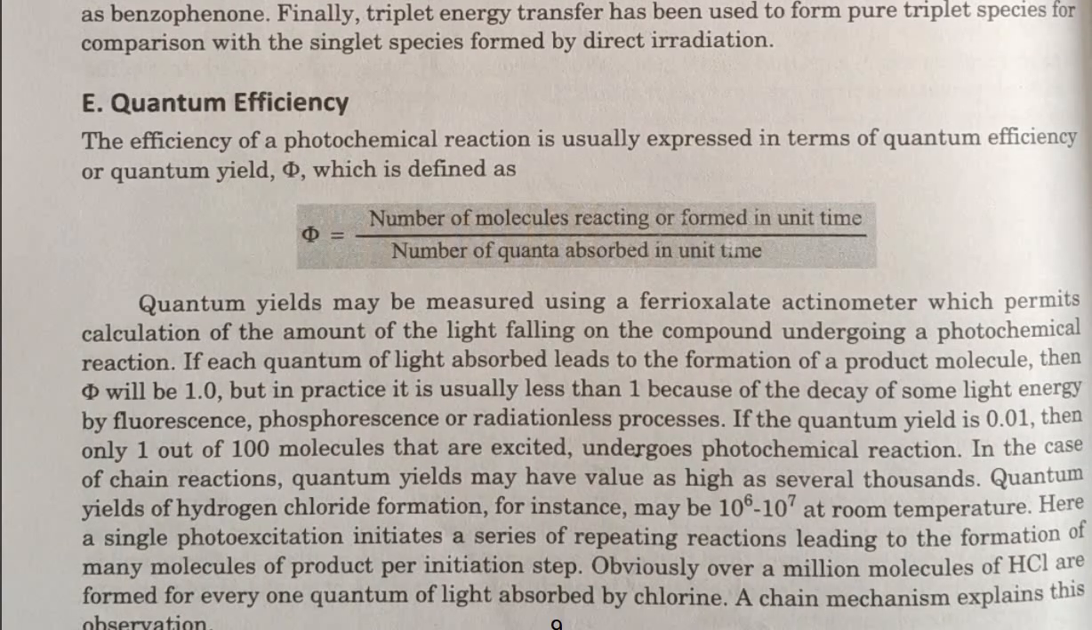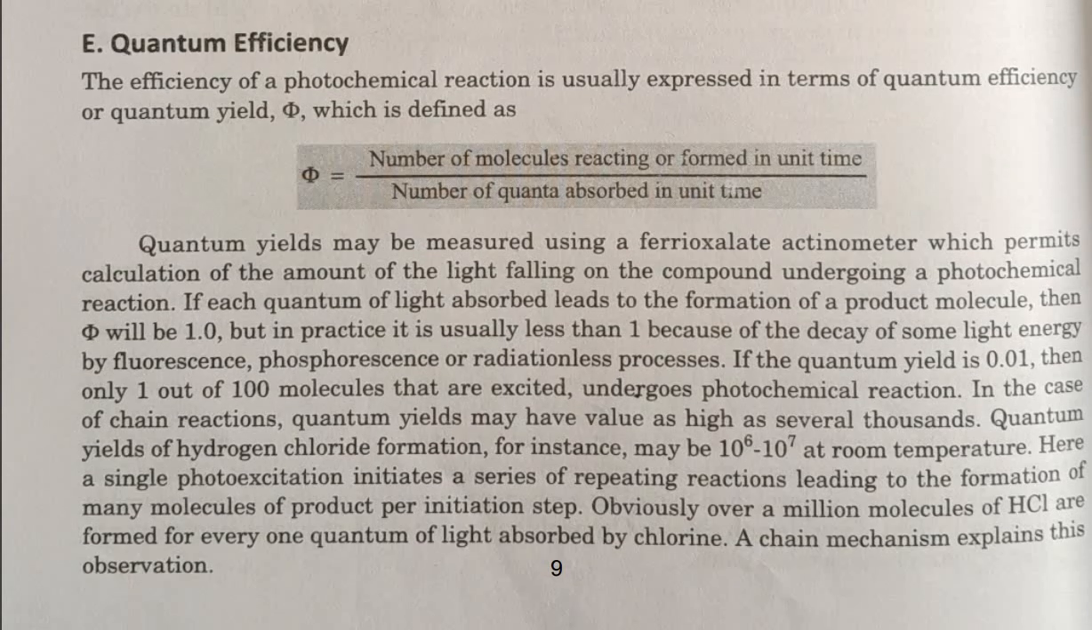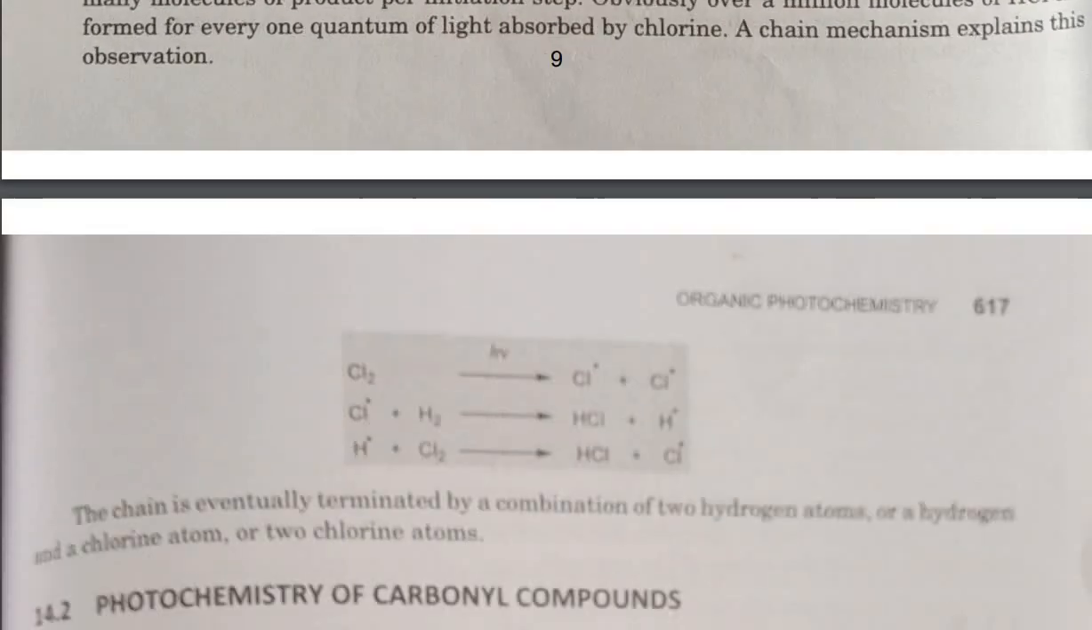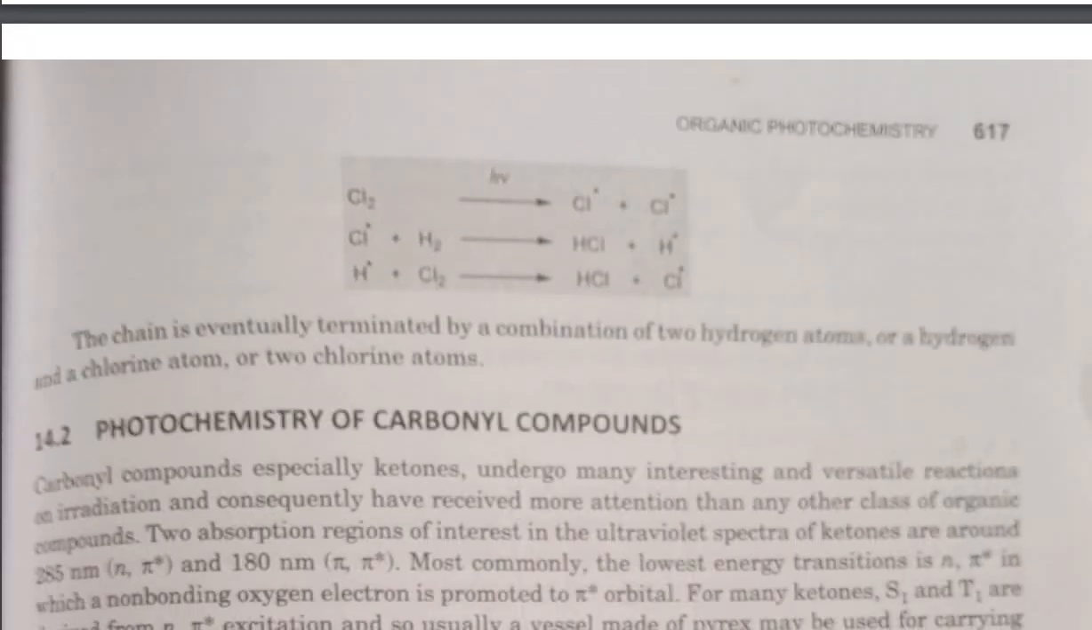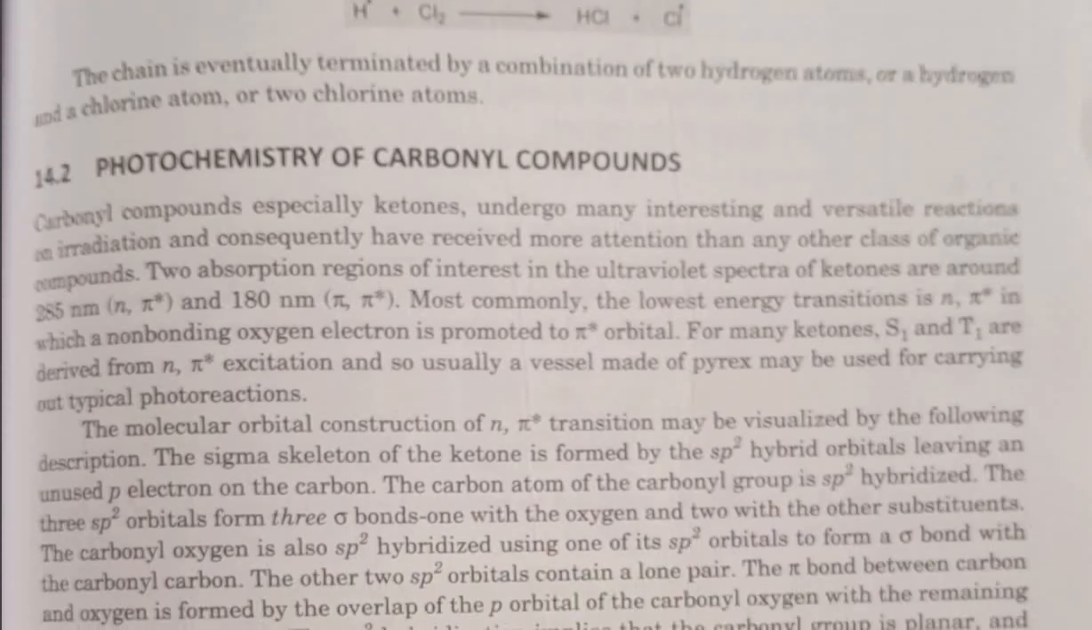Now quantum efficiency. What is quantum efficiency? Quantum yield, phi, is the number of molecules reacting or formed in unit time divided by the number of quanta absorbed in unit time. That ratio is known as quantum yield. Now a simple example you can see. Cl2 gives Cl radical, Cl radical. Cl radical reacts with H2, it gives HCl and H radical. H radical reacts with Cl2, it gives HCl and Cl radical.